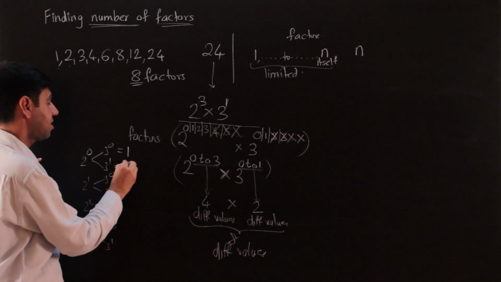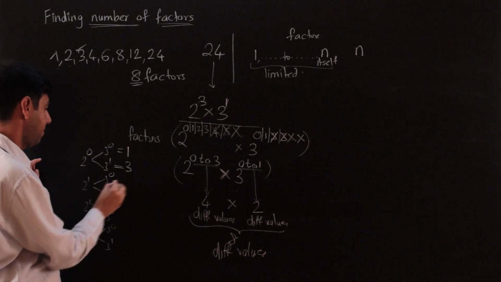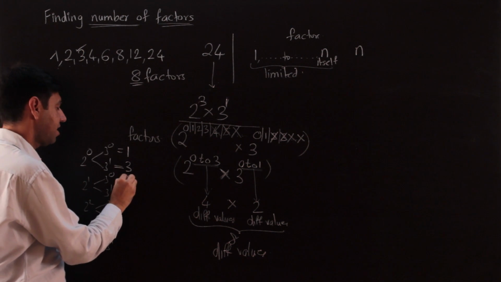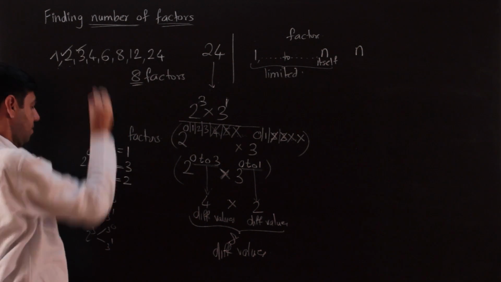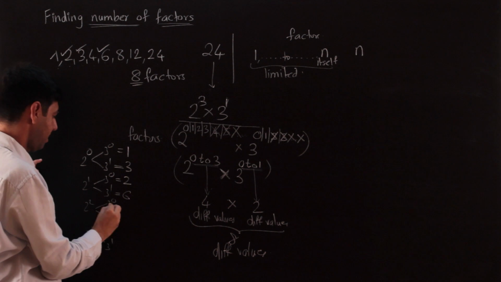2 raised to 0 into 3 raised to 1 is 3. So you have counted this 1, you have counted this 3. 2 raised to 1 into 3 raised to 0 is 2. And 2 into 3 is 6, you have counted.